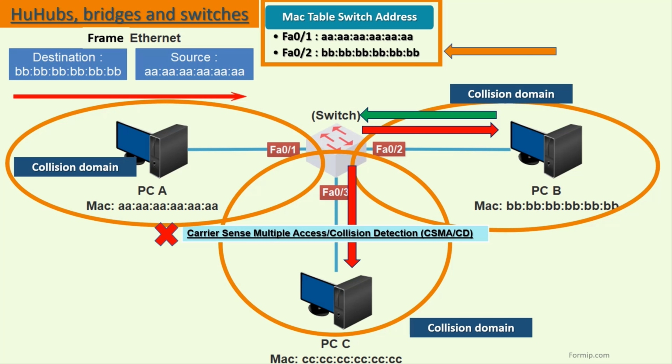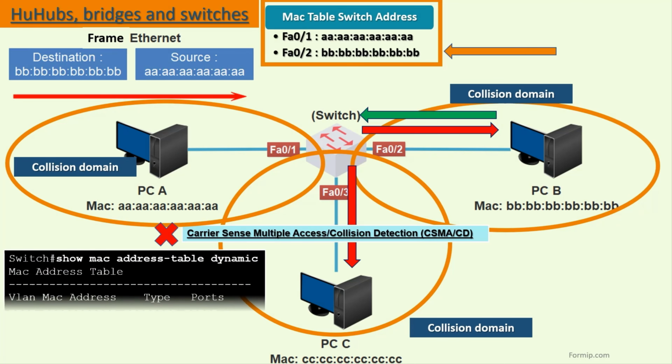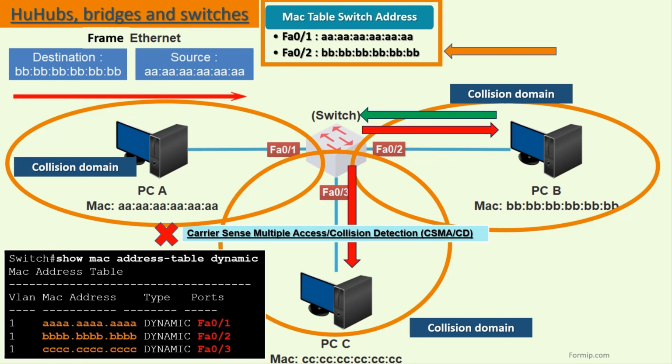Let's see what the MAC address table of a switch really looks like. If we connect to the switch and launch the show mac address-table dynamic command, we will see all of the MAC addresses that the switch has learned. Here we see that it has learned the MAC addresses of PCA, B, and C. By default, there is no limit to the number of MAC addresses, and so all MAC addresses are allowed. For security, it is possible to change this behavior with the port security function.